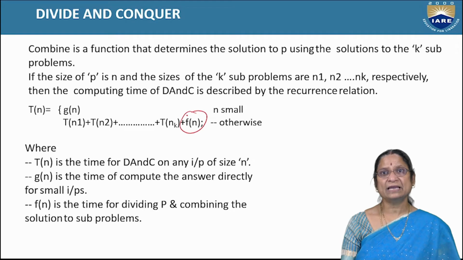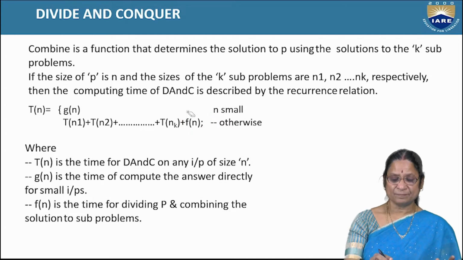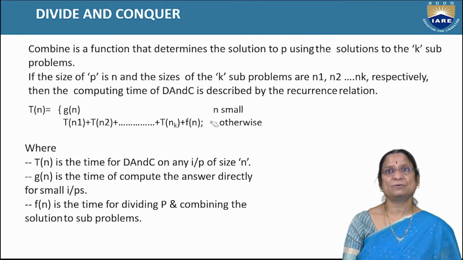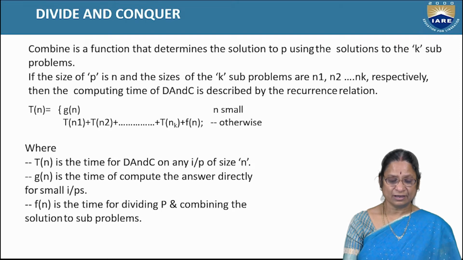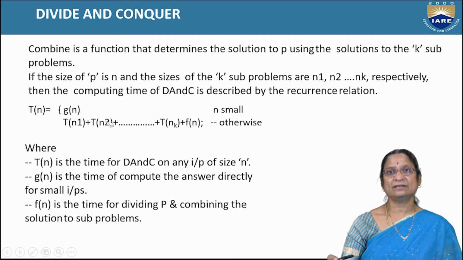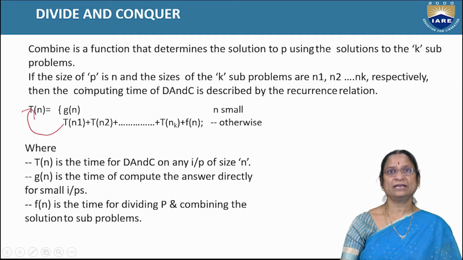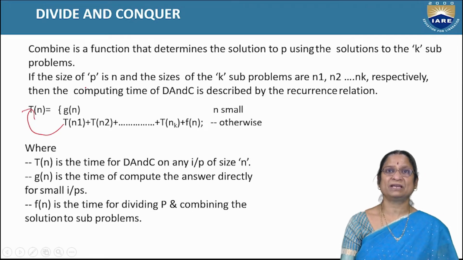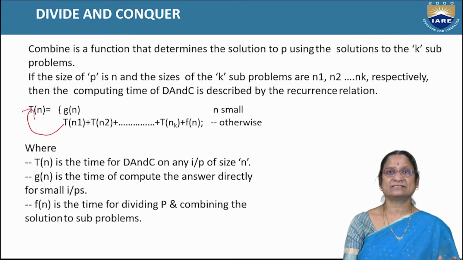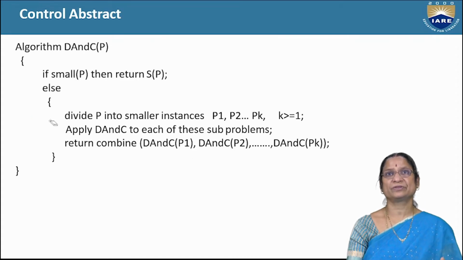F of n is the amount of time taken to divide our problem into subproblems and again to combine the subproblem solutions into the original problem. And T of n1 is the time taken for size n1, time taken for size n2, etc. Again, these are recursively called in the same way. If it is small enough, the g of n value will be considered. Otherwise, it is further subdivided. So this is a recurrence relation.